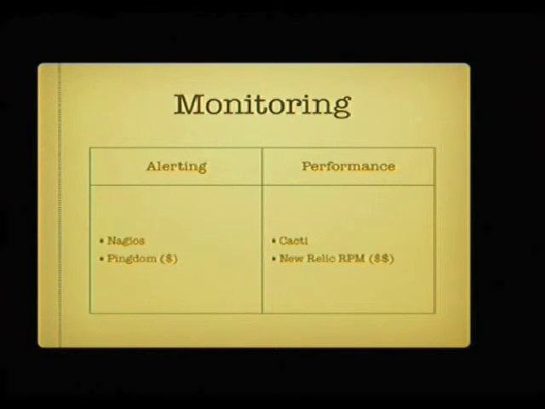You need two types of monitoring in a production system. You need alerting and you need performance monitoring. The alerting will tell you when your system is down. That's what's going to page you at 2 in the morning to let you know that you need to get on your remote console. So you need something that's relatively robust and relatively simple.